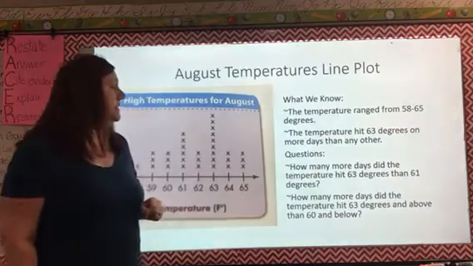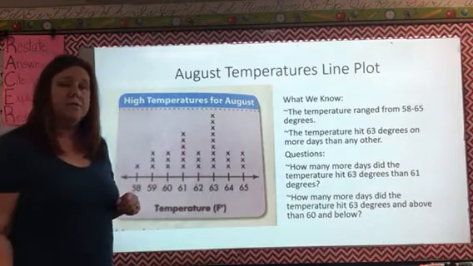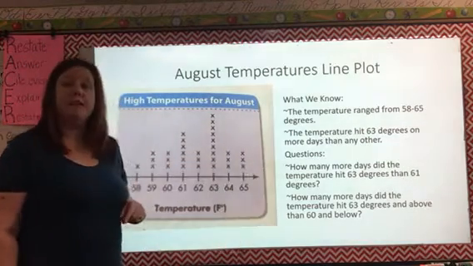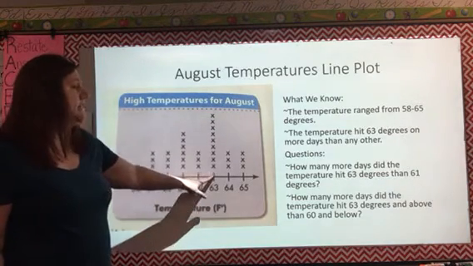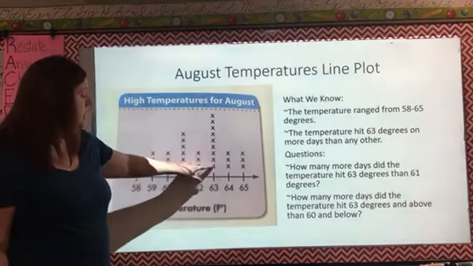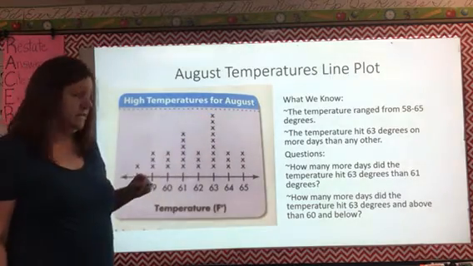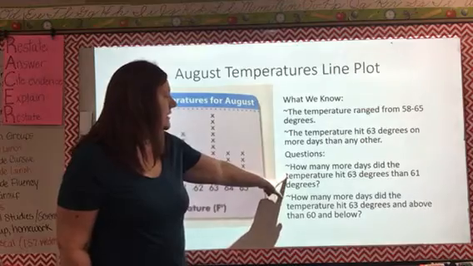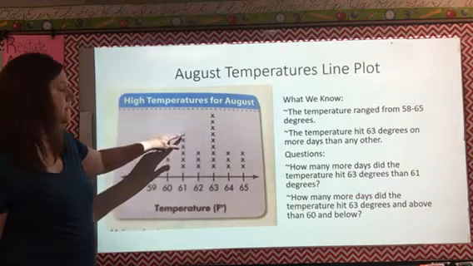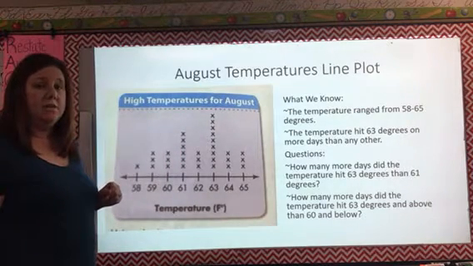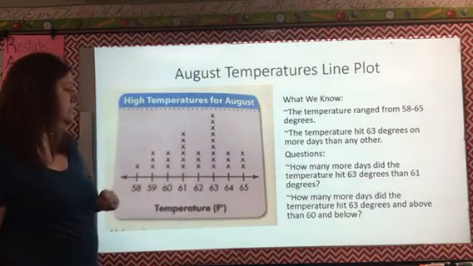How many more days did the temperature hit 63 degrees than 61 degrees? So what kind of math do we have to do when we hear how many more? Do you remember what we do here? We need to subtract. Okay, so we're going to take the number of days at 63 degrees, 1, 2, 3, 4, 5, 6, 7, 8, 9. So 9 days hit 63 degrees, and now we need to look to 61 degrees. 1, 2, 3, 4, 5, 6. So 9 take away 6 gives us 3. 3 more days hit 63 degrees than 61.